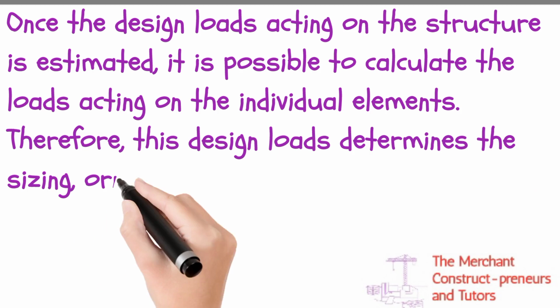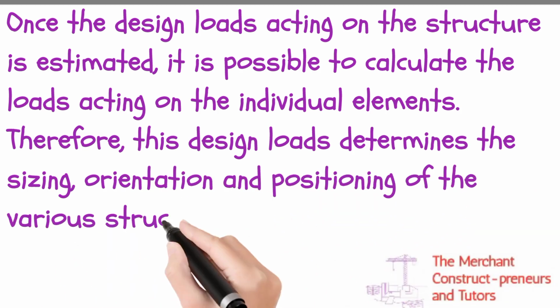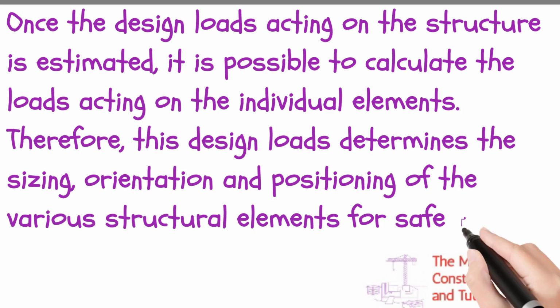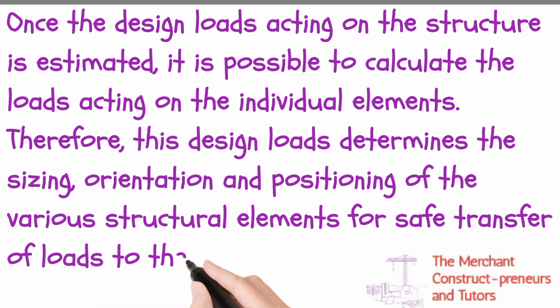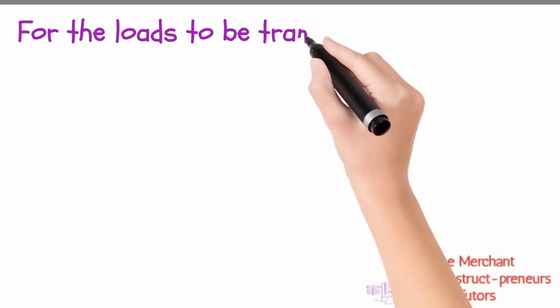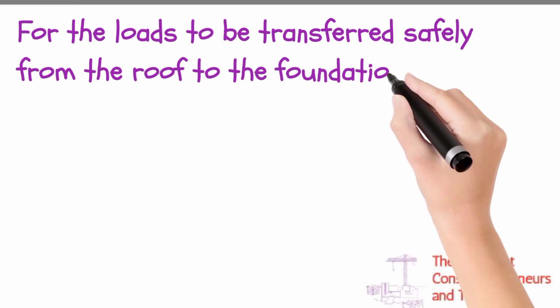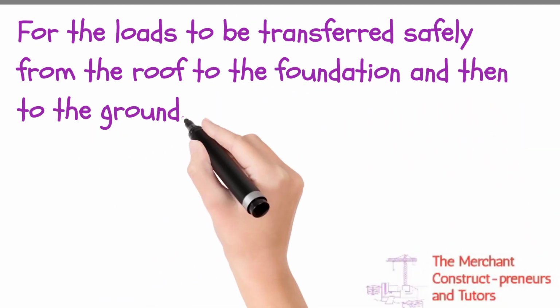For the loads to be transferred safely from the roof, that is from the highest point, to the foundation and then to the ground, the designer needs to make necessary assumptions to help him or her calculate approximately the estimated load and path of transmission. So we need to make some logical assumptions that this load is going to pass from here to here. This is exerting this particular load based on its dimensions and the unit weight. You'll be able to estimate.